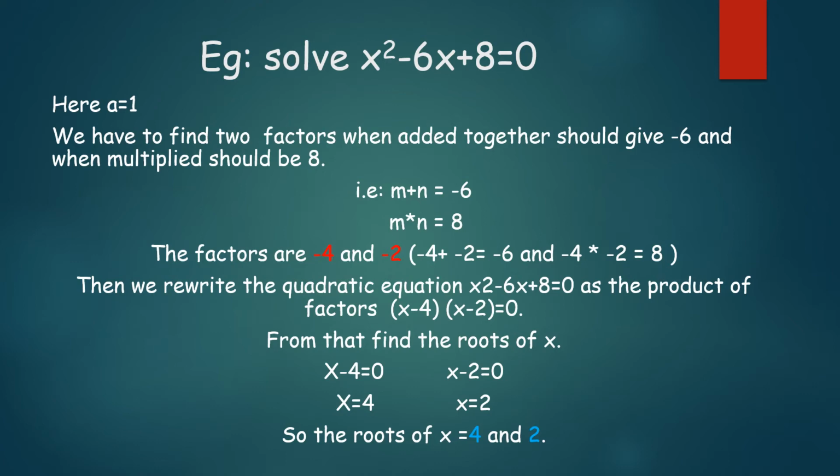So we have to find out two numbers such that the two numbers when added will give negative 6, and when multiplied should give the product as 8.